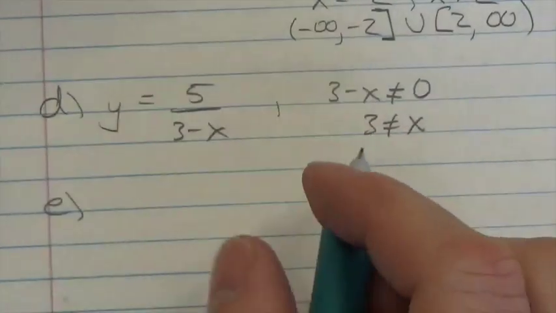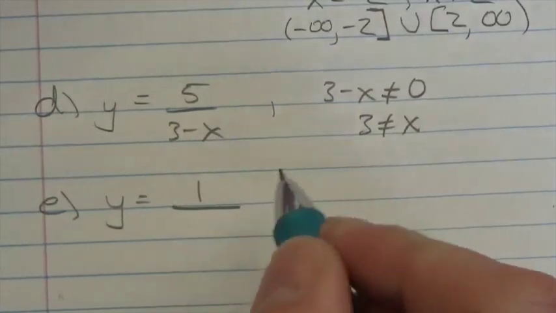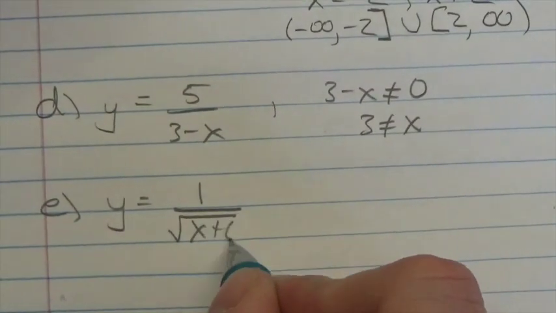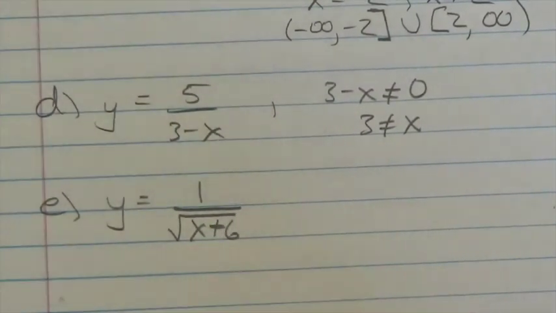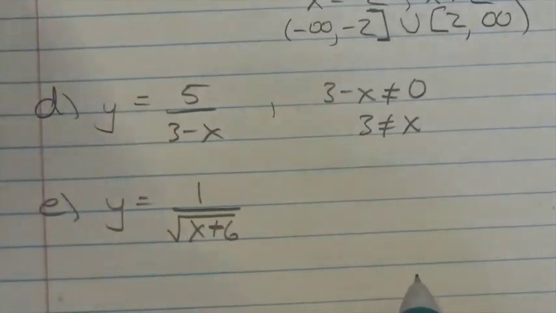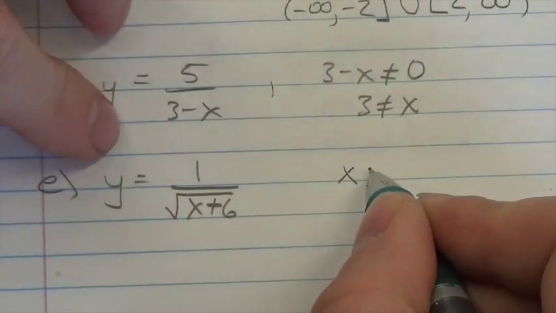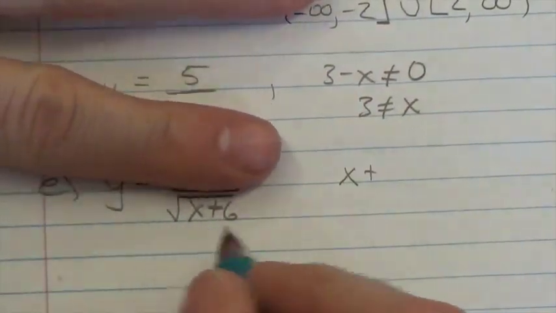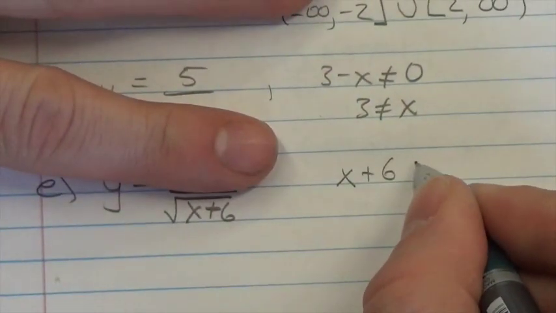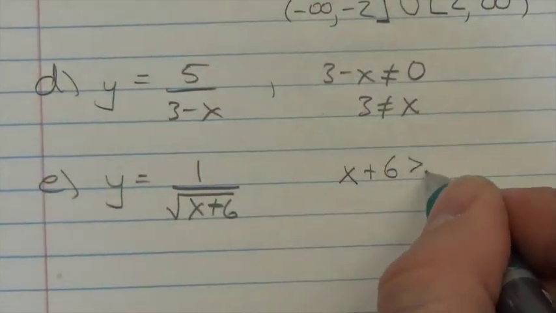Let's do another one here. Let's combine a couple of these together. Let's say 1 over the square root of x plus 6. I'll make the radical a little bit easier. Now, taking a look inside the radical, just like we did before, you would say, if all I was considering is the radical here, then I know that x plus 6 has to be greater than or equal to 0.